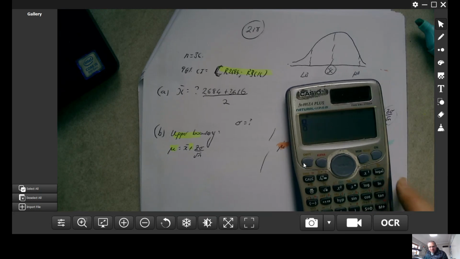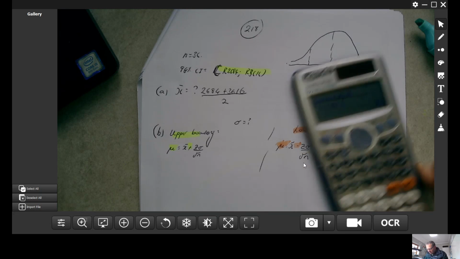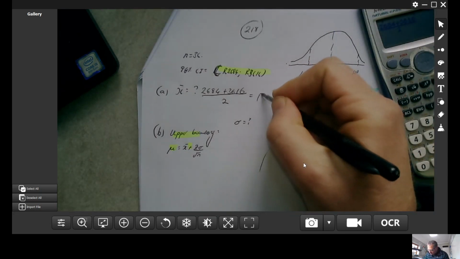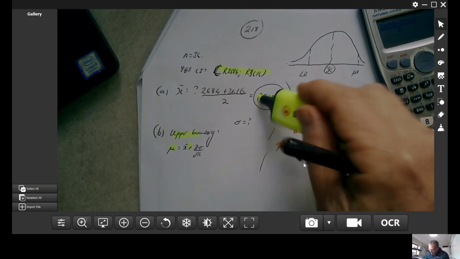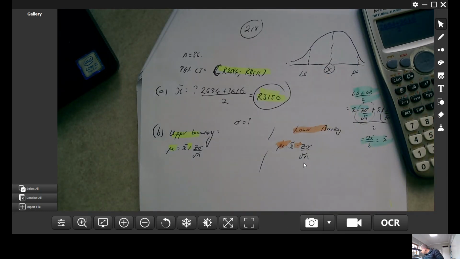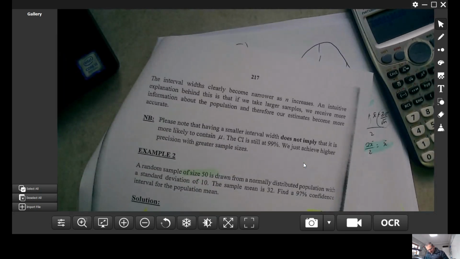So you're going to have 2,684 plus 3,616 over 2. So you should get the sample mean of 3,150 Rand for the 36 things that he looked at in this question. Then the next question says, what did we want? We wanted to find this population standard deviation.